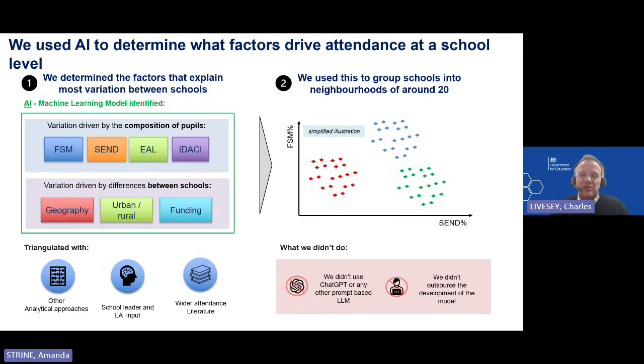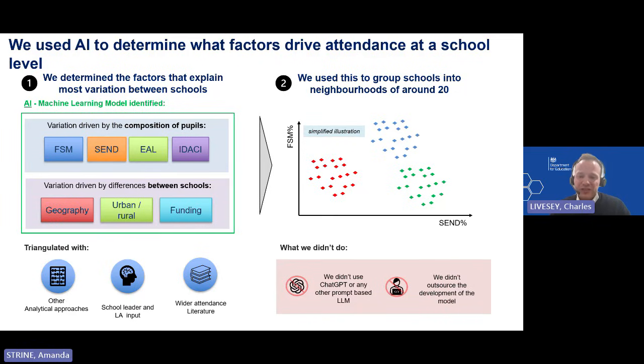most for attendance. We tested hundreds of millions of combinations, as well as cross-referencing with expert judgment and the wider literature. And after doing this, 7 factors really stood out, which were FSM rates, SEND, EAL, IDACI, geography, rural versus urban classification, and funding. It's important to say that we couldn't include every possible factor. If we'd done this, we would have risked adding complexity without necessarily improving accuracy.